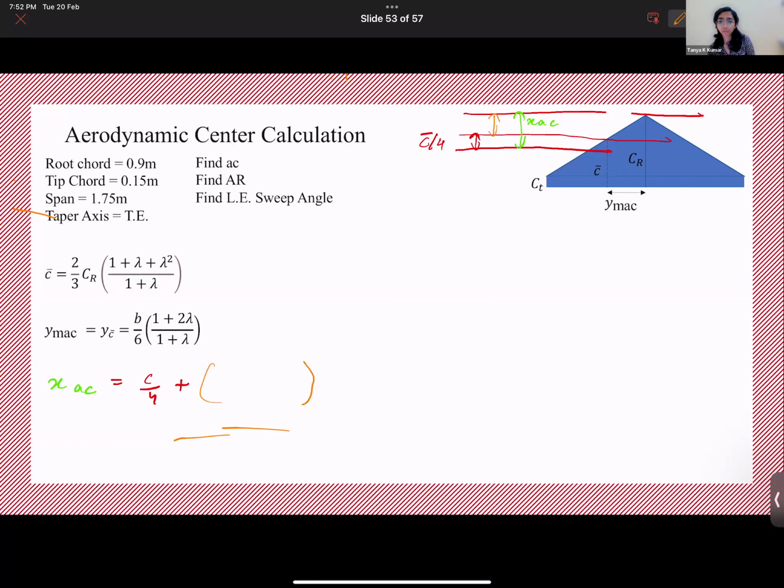You can't use the same formula that changes from shape to shape, right? Which is why I told you to do this. So this distance in orange will not be CR by 2 plus, it will not be the same thing. It will be different, right? Can someone tell me what the distance in orange is? What is this distance? It's very simple, you can get it from geometry.